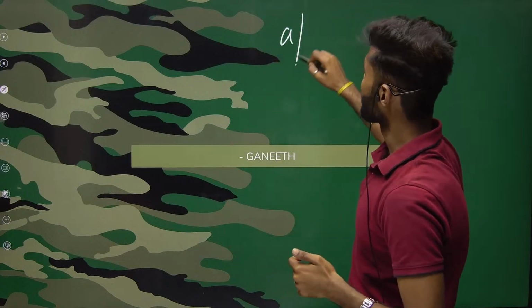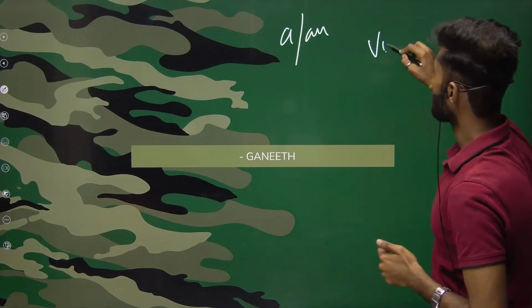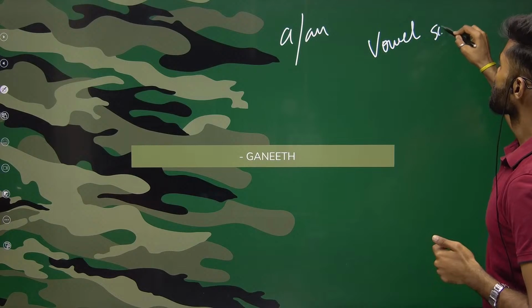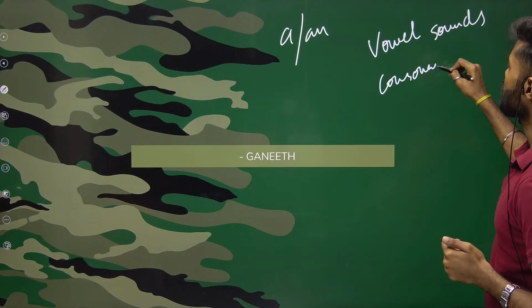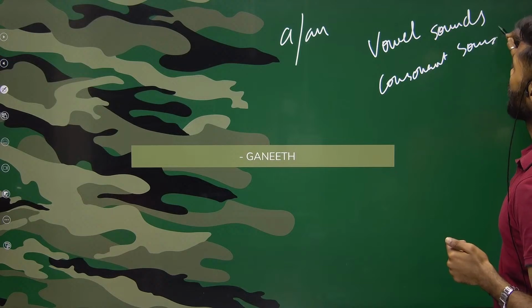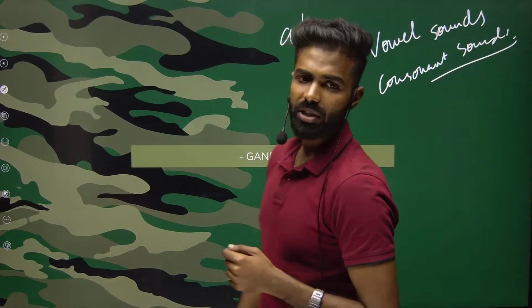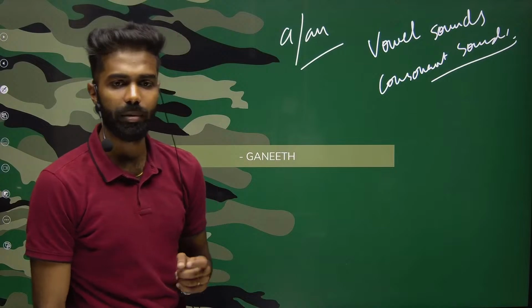Thank you so much, guys. We have ended this session. But don't worry, we have one more class for articles. This is part 1. In part 2 we'll be deciding where to use a or an, so we'll be dealing with vowel sounds and consonant sounds. Exceptions, rules, and other things of articles we'll be dealing with in the next class.